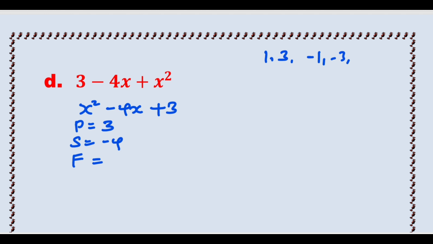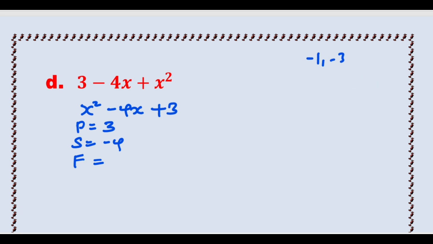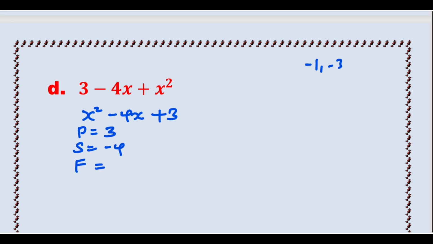Those are the only ones: 1.5 and 2, or negative 1.5 and negative 2. Remember I said that if the sum is negative and the product is positive, both numbers must be negative. So 1 and 3 is not part of it, and 1.5 and 2 is not part of the numbers. So it is either negative 1.5 and negative 2, or negative 1 and negative 3. The pair that gives us negative 4 when added is negative 3 and negative 1. Negative 3 plus negative 1 gives you negative 4.